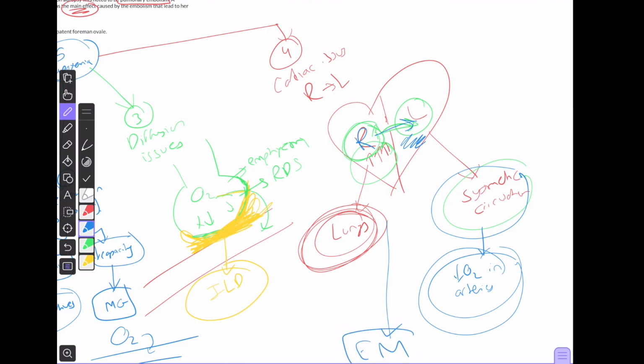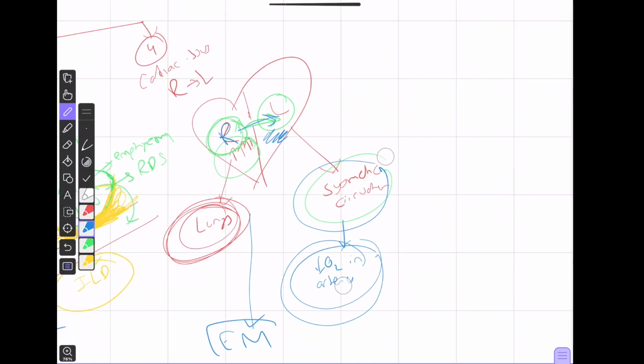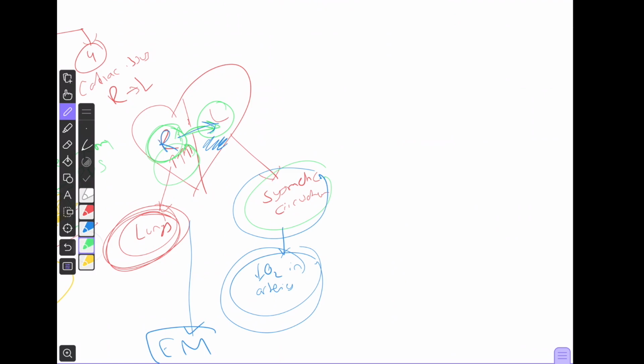And that is the only cardiac issue that I am aware of at the moment that would cause hypoxemia in the blood, or decreased oxygen in the blood. Let's move on to the last cause.